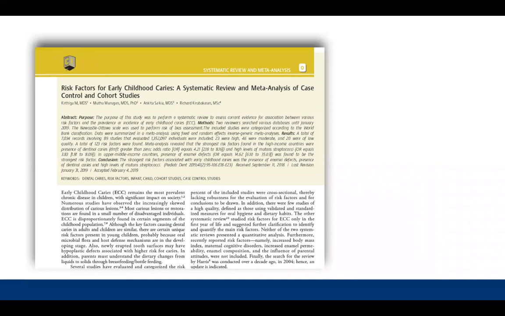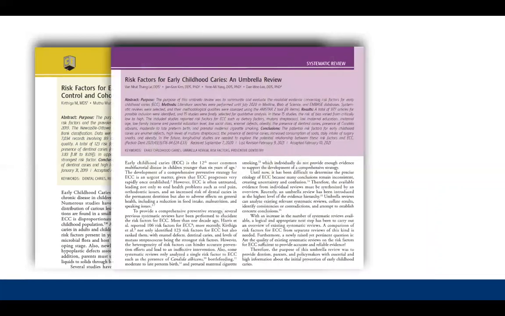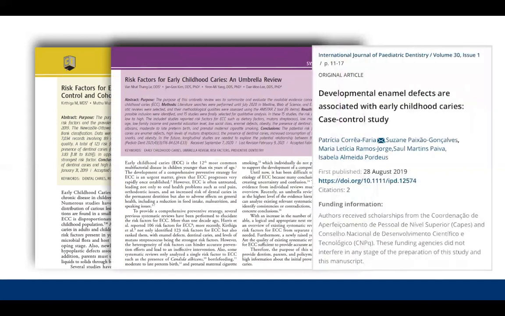Now, another systematic review by Kritika et al. reaffirms that enamel defects are indeed one of the major risk factors for early childhood caries. Following that, a recent umbrella review and case control study also reaffirm the enamel defect being one of the major factors.